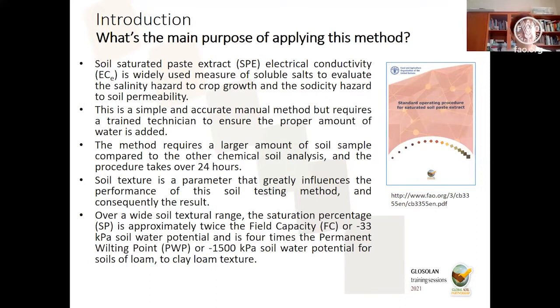Soil texture is a parameter that greatly influences the performance of this soil testing method and consequently also the result. We will discuss this problem later. Over a wide soil textural range, the saturation percentage is approximately twice the field capacity soil water content, and is 4 times the permanent wilting point soil water content. For soils of loam to clay loam texture, this can be different for different soils and soils of different properties, especially textural properties.